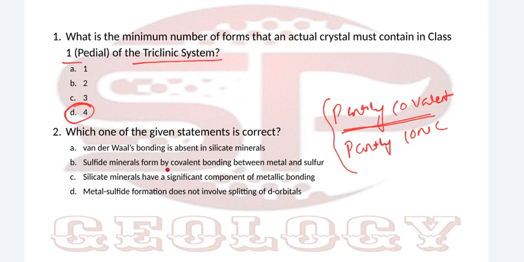Then sulfide minerals are formed by covalent bonding between metals and sulfur. So it is a characteristic of sulfide minerals. It is produced by covalent bonding between metal and sulfur. So most of the metallic things are sulfides. So this should be correct. Then silicate minerals have a significant component of metallic bonding. Silicate minerals don't have metallic bonding. Then metal sulfide formation does not involve splitting of d orbitals. Metal sulfides form because there will be covalent bonds and there will be splitting of d orbitals. So this one is correct and the other three are incorrect.